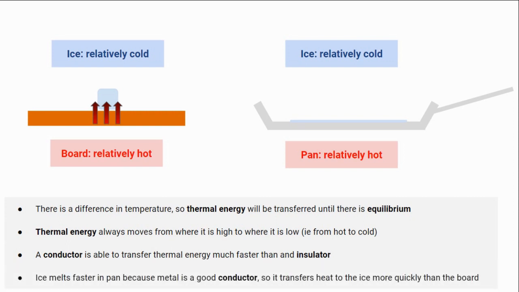So the ice melted much faster in the pan because metal is a very good thermal conductor. It transfers heat much more quickly than objects that are insulators.